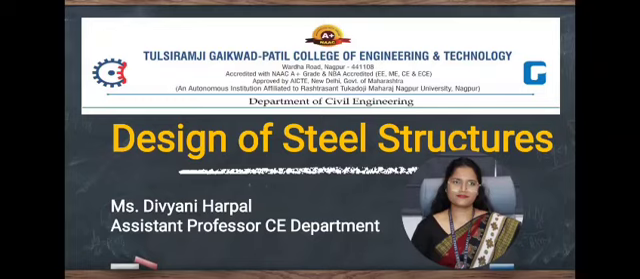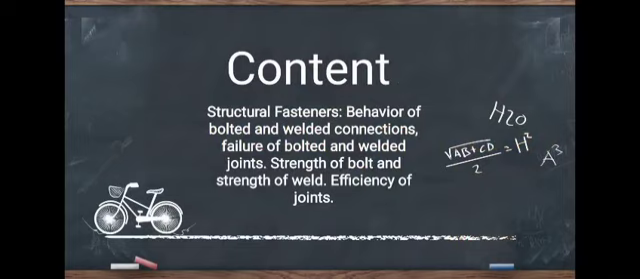Today, we will discuss some theoretical portion of design of steel structure. This presentation consists of structural fasteners, behavior of bolted and welded connections, failure of bolted and welded joints, strength of bolt and strength of weld, and efficiency of joints.